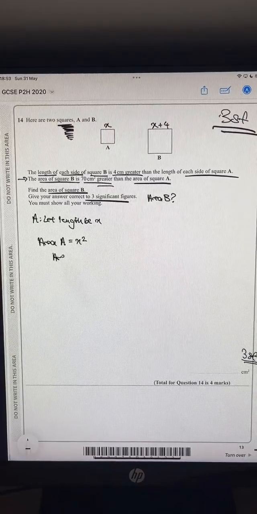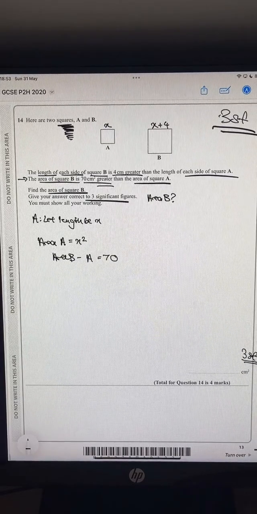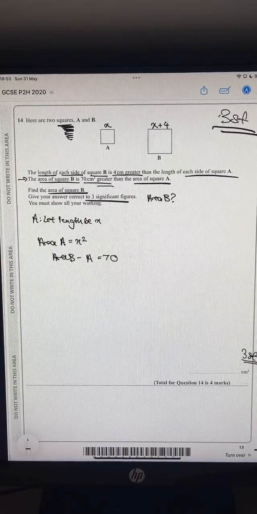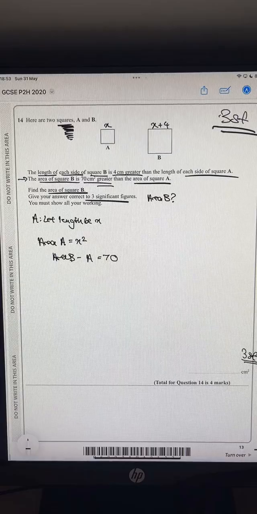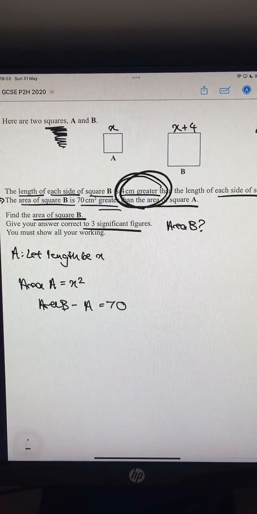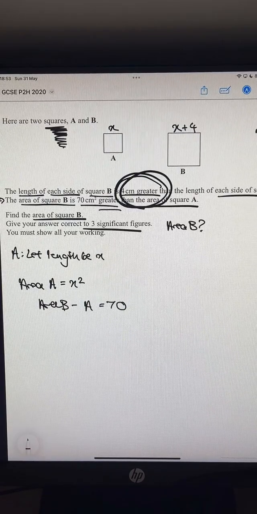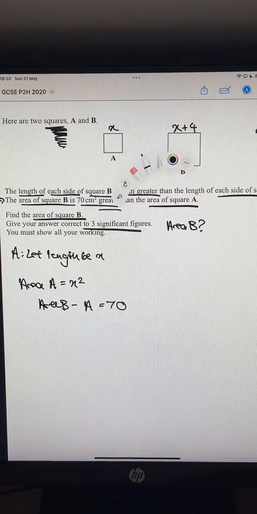Then the area of B minus the area of A is going to be equal to 70, because we know that B is 70 greater than A. This is not scalars actually. I thought it would be scalars, but it's just about algebraic manipulation. Why x plus 4, not 4x? Good question. Because they say it's 4 centimeters greater. They don't say it's 4 times larger. It's 4 centimeters greater. Greater means you're adding a 4.